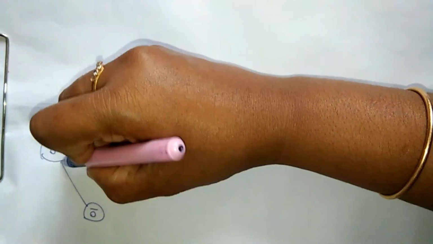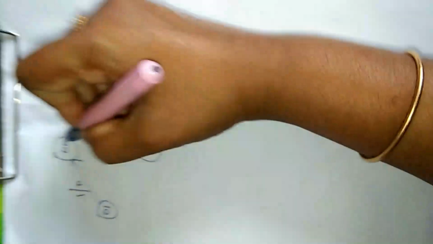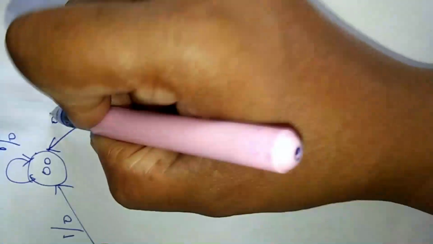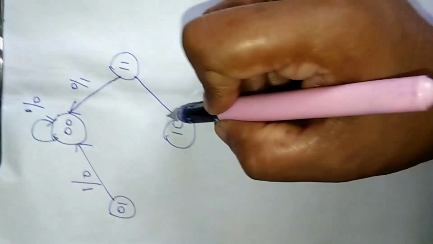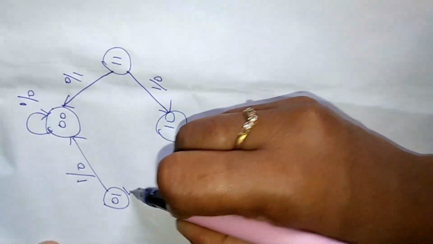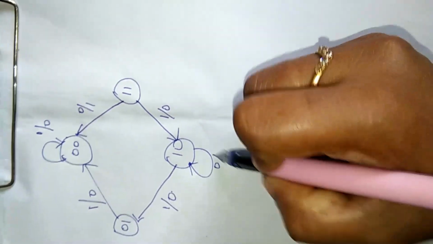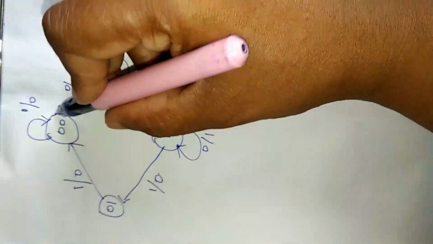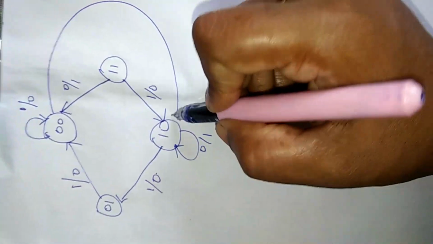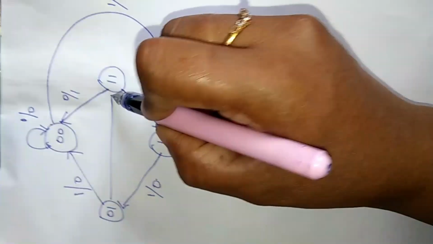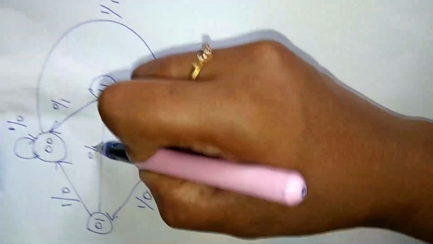0 1. So this is 1 by 0, which represents the input and output, 0 by 0. And here it is 0 by 1. Here it is 1 by 0. Here it is 1 by 0. And here it is 0 by 1, which indicates your input and output. From here it is 1 by 1. Now consider this, okay. Now this is your sequential circuit which is given.